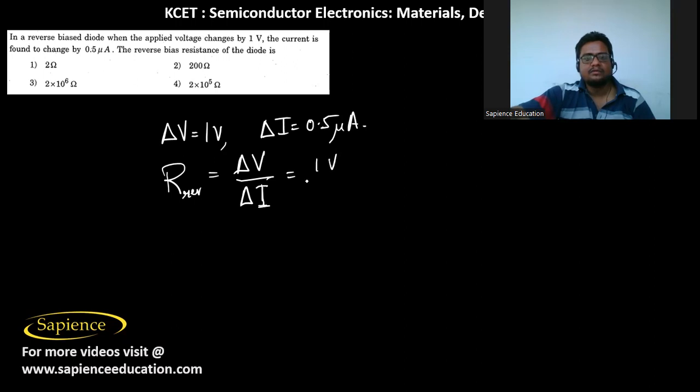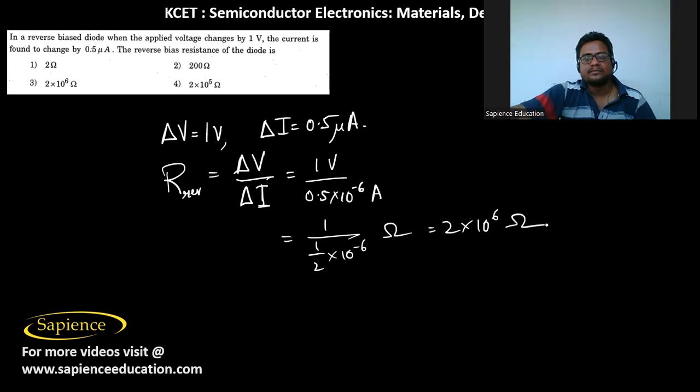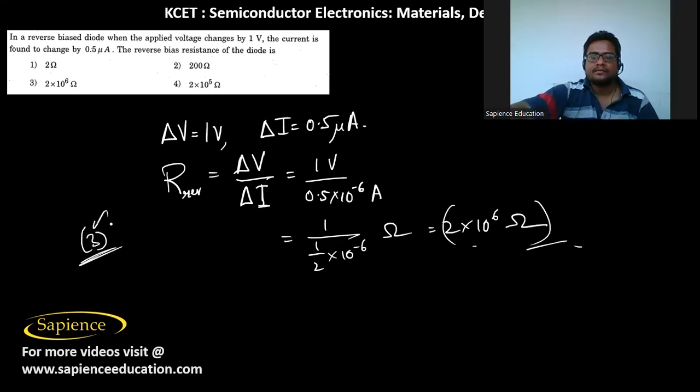So it will be 1 volt divided by 0.5 into 10 power minus 6 ampere, and volt by ampere is equal to ohm. So that will be 1 by 2 into 10 power minus 6, this will be ohm. So this will be 2 into 10 power 6 ohm. So it means that option 3 is the correct answer.